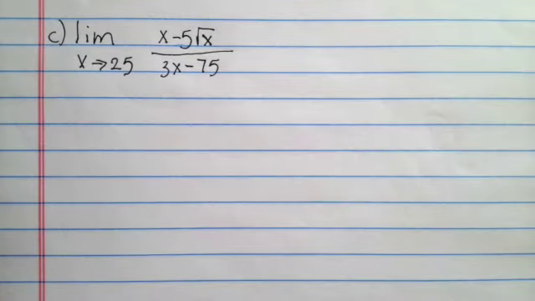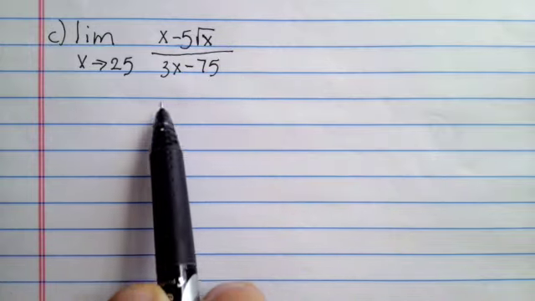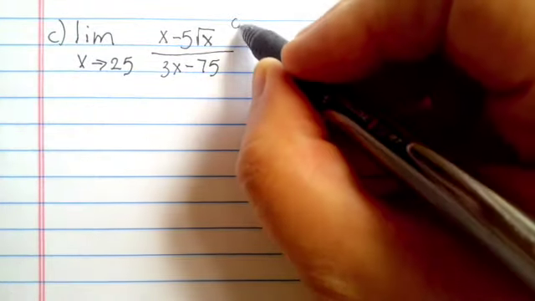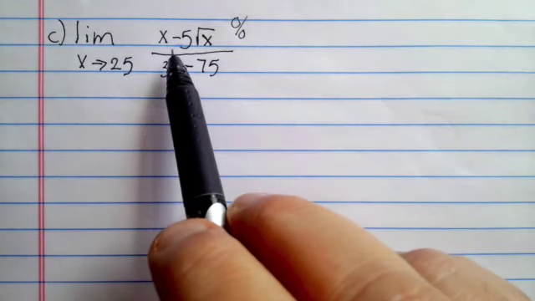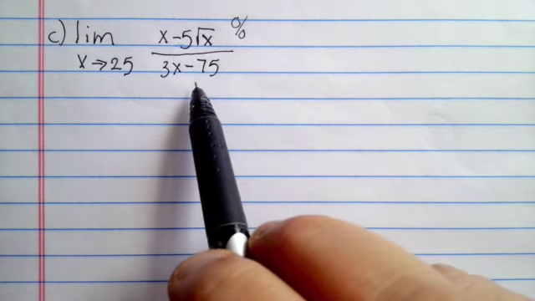Here we have the limit as x tends to 25 of x minus 5 root x over 3x minus 75. First thing I would do is try to substitute in 25 and see what I get. Well, you're going to get 25 minus 5 times 5, which is 0, over 75 minus 75, which is also 0. If you get 0 over 0, that's your hint to try something else. Well, it doesn't really factor very much.